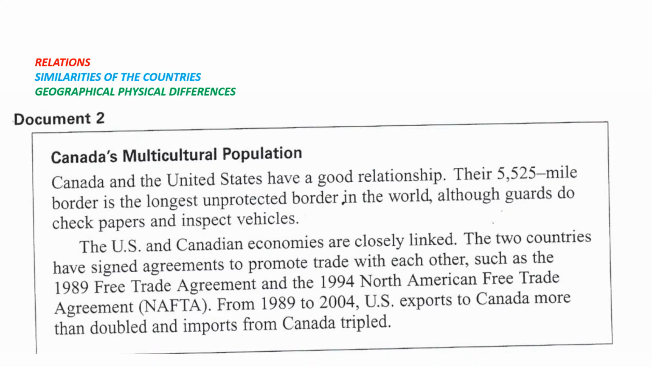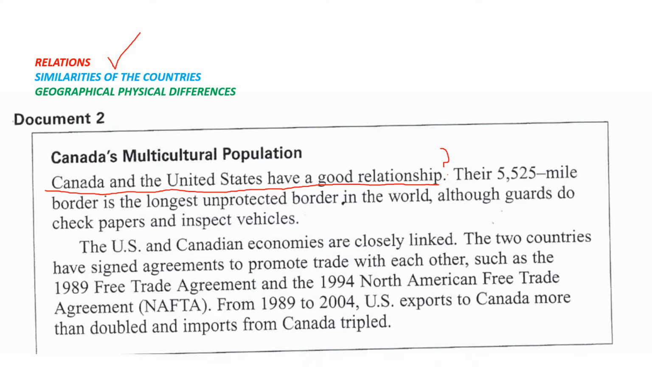Canada and the United States have a good relationship. Well, that was easy. This is definitely about the relations between the two countries. So we can put a check here. We also learned a fact that Canada and the United States have a good relationship. Now we need to ask why. Well, let's see. Their 5,525-mile border is the longest unprotected border in the world. Well, that part of the sentence doesn't really tell me anything about their relationship.